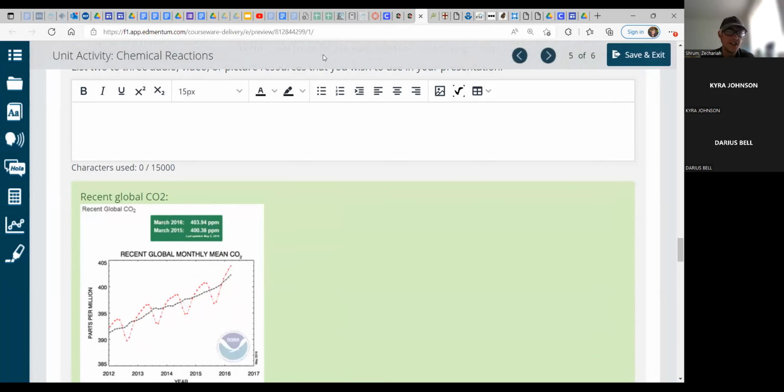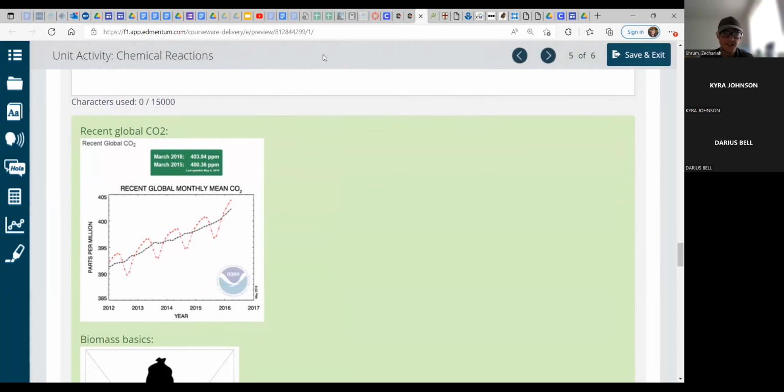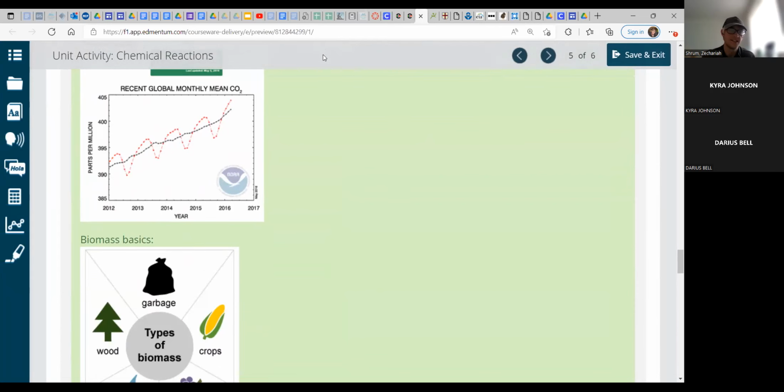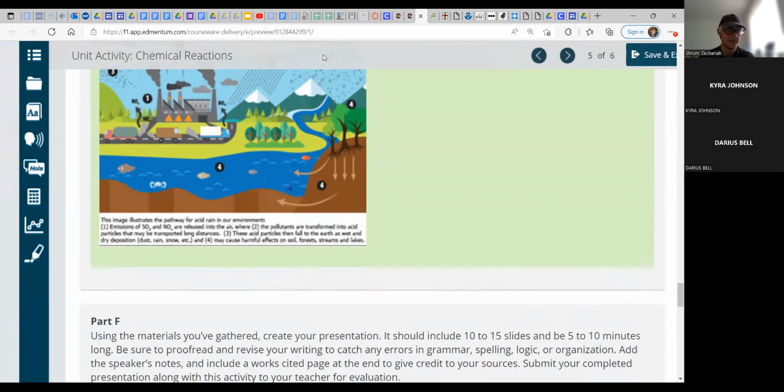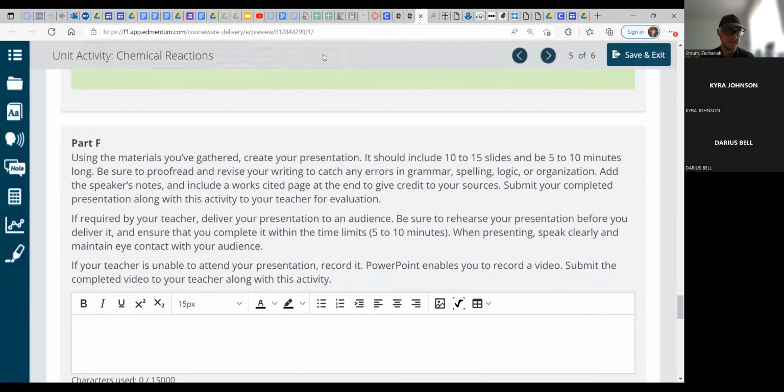So those are good visuals for your presentation. Something about CO2, something about biomass, something about acid rain. And then if you wanted to add more for the other alternatives, you could do that as well.